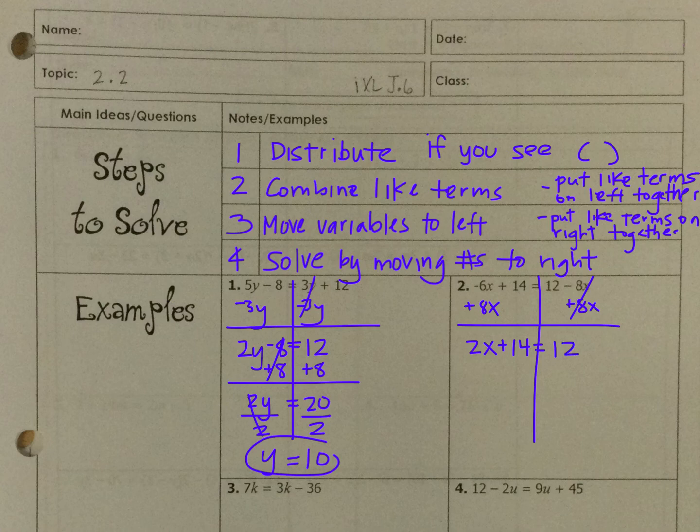Now it's time to go to step 4. Solve it by moving the numbers to the right. Subtract 14. I got 2x equals 12 minus 14 is -2. I'm going to divide by 2. X equals -1. All right, so that's how you do those problems.